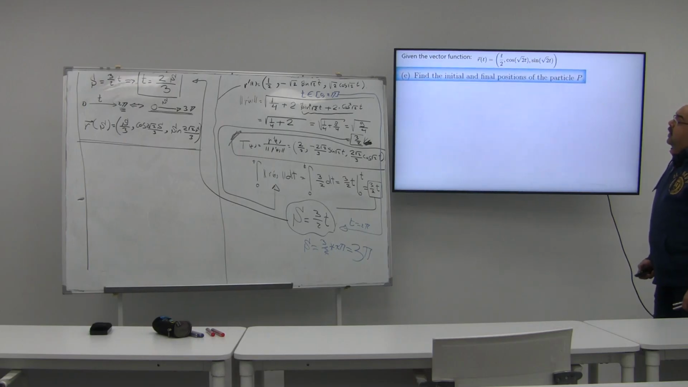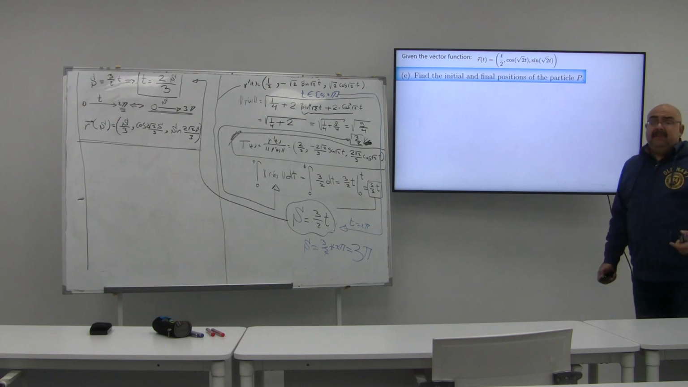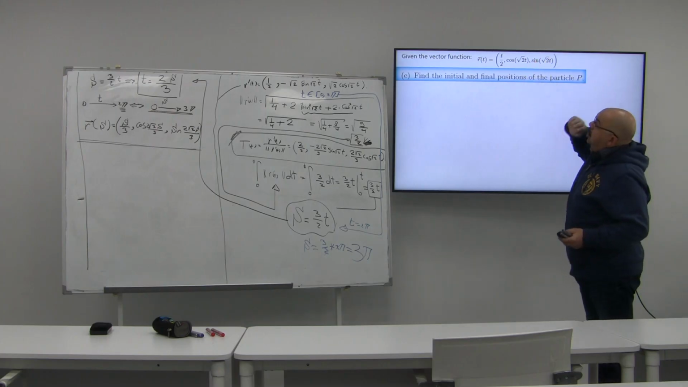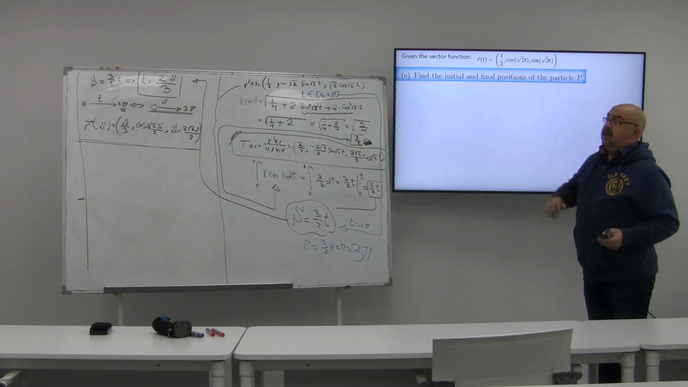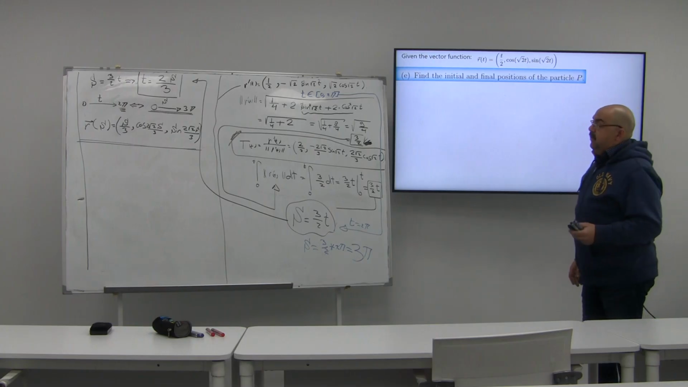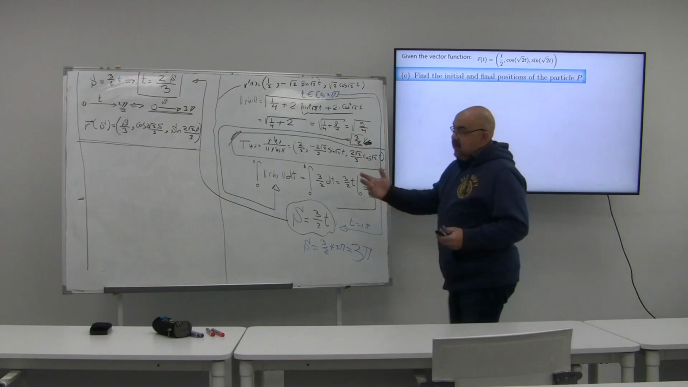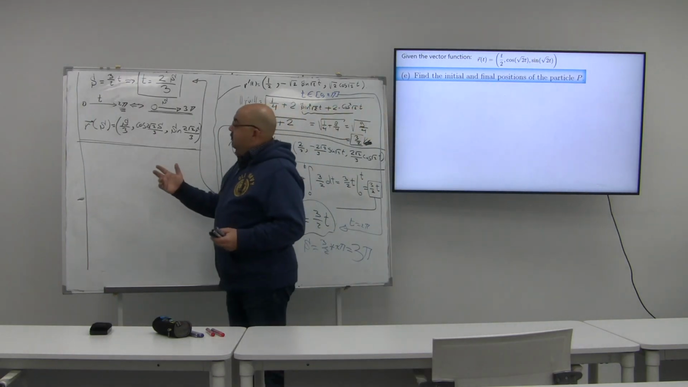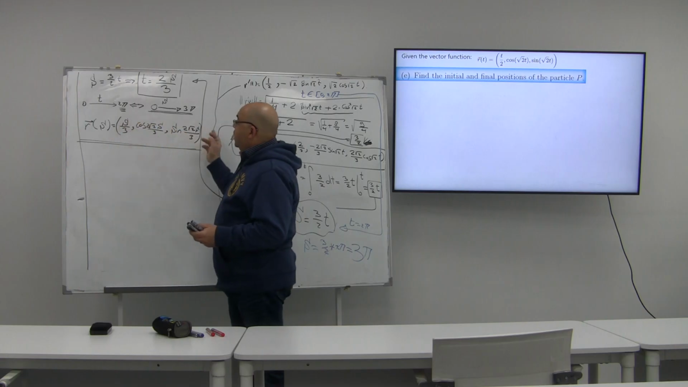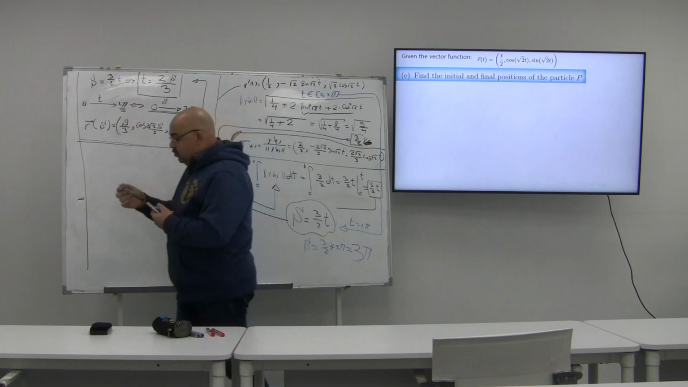Now he wants you to find the initial and the final position of particle B. This is really very simple. If you want to do this, I can use either the given form of t or using the s, it's going to be the same. So if I want to use the arc length formula, for the initial position, all I have to do is replace the s's by 0.